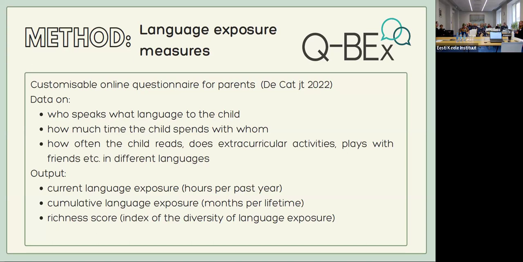And from these answers, I got three different measures that I use today. Current language exposure, which is the estimate of hours per the last year that the child was in an Estonian environment or a Norwegian one. Then the cumulative language exposure, which is an estimate of the number of months over the child's lifespan. And then a richness score, which I use as the indicator for quality, which is an index comprised of these frequency estimates of how often the child reads, how often the child watches TV, and so on, as well as the number of different speakers that the child hears this language from, and also an estimate of how proficient these speakers are.